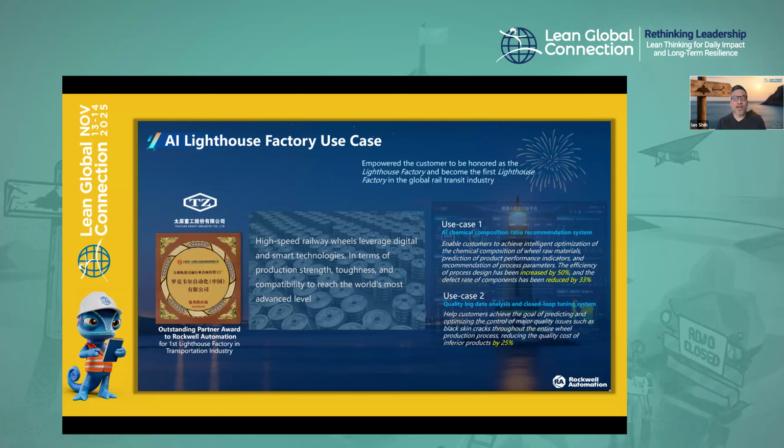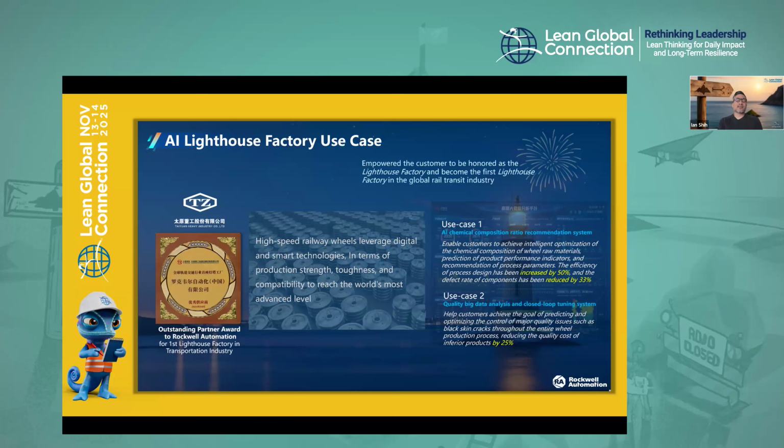And then the defect rate of components had come down by 33%. And then use case two, the quality big data analysis and closed loop tuning system. By leveraging this AI system and aligning with the lean manufacturing concept, we have been able to help them reduce the quality cost of bad products by 25%.